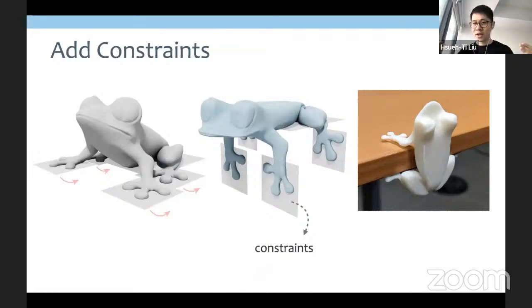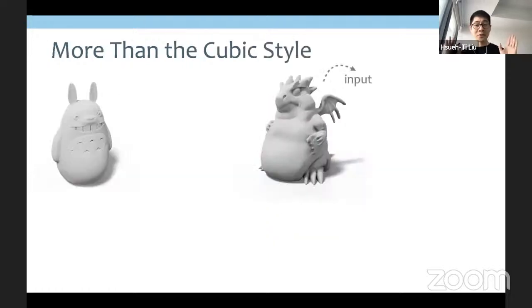We can also add constraints to the model. In this case, we are constraining the legs of the frog to lie on two planes. So we can actually create a table-like frog, shown on the right. And we can also do something more interesting.